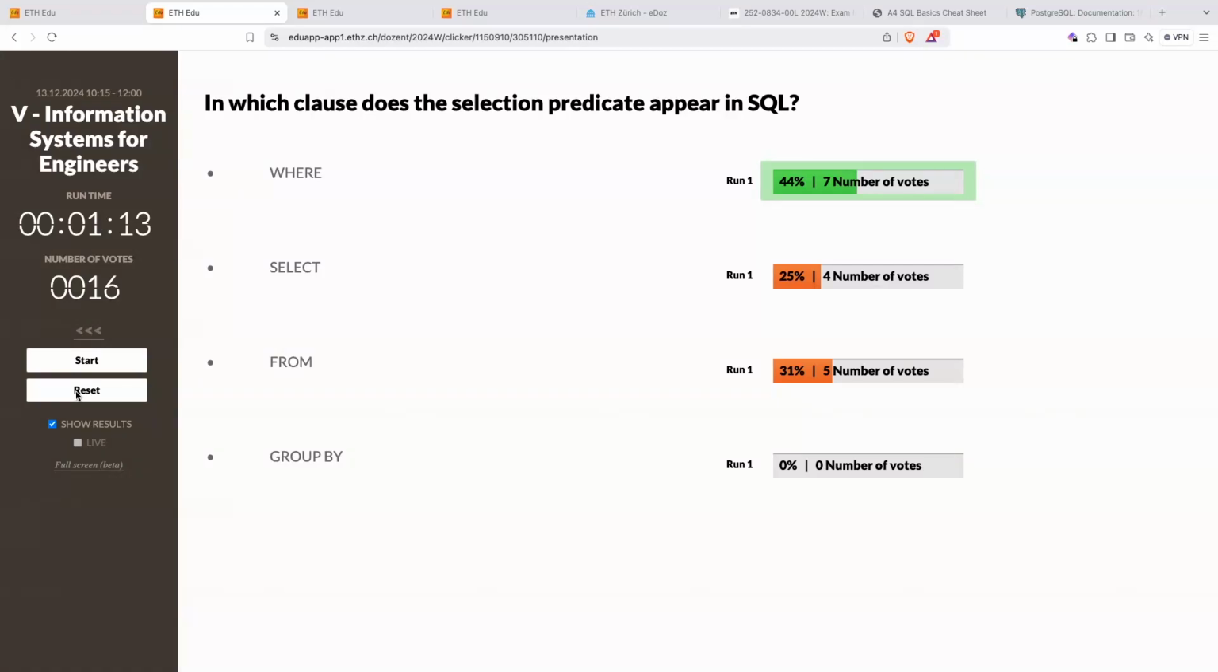All right. So indeed, it's the where clause. That's a trap. It's not the select clause. In the select clause, you actually have the projection, all what you project. When you say select from where a specific predicate holds, this is how you do a selection, right? You pick the rows that you want.